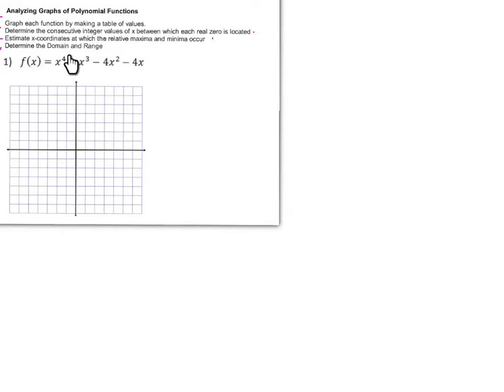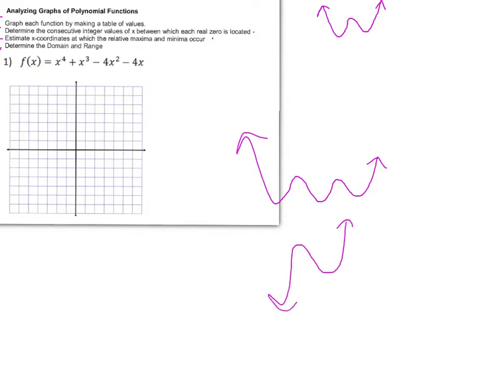So first off, we know that the highest exponent is 4, which is even, and the leading coefficient is positive. So we start off positive, which means the right side goes up. And then if that's 4, we go 1, 2, 3, 4. So the graph should look like that. Notice that we switch directions for each exponent. So if we had x to the sixth that was positive, it would be 1, 2, 3, 4, 5, 6. If we had x to the third, it would be 1, 2, 3.